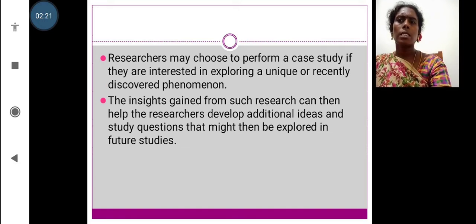And one more point is that researchers may choose to perform a case study if they are interested in exploring a unique or recently discovered phenomenon. The insights gained from such research can then help the researcher develop additional ideas and study questions that might then be explored in future studies.